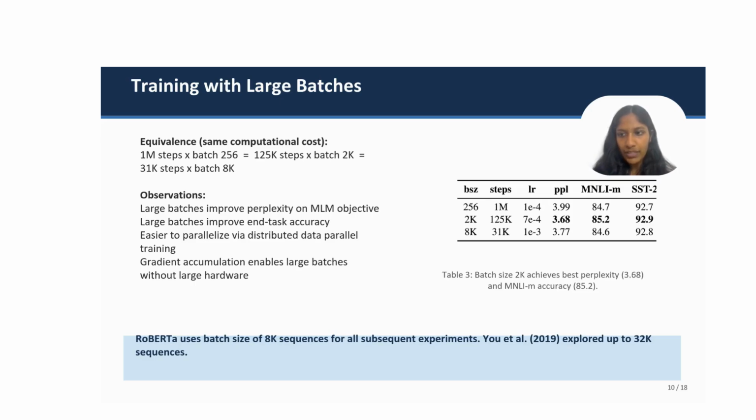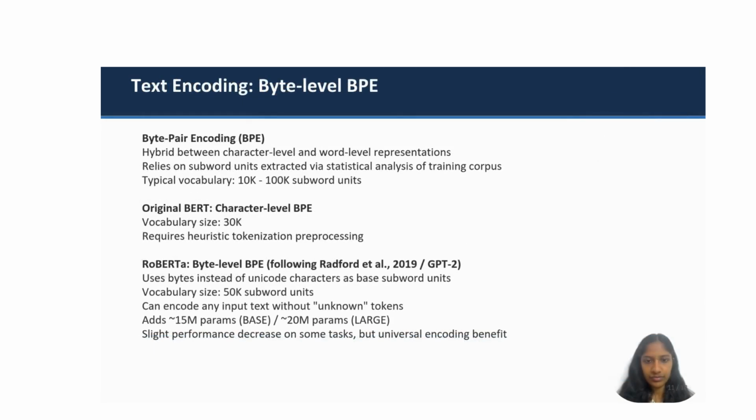To handle the immense memory requirements of 8K batches, the authors employed gradient accumulation, a technique where gradients are calculated over several smaller mini-batches and summed up before the model's weights are actually updated. This effectively simulates a large batch without needing a supercomputer's worth of VRAM, leading to a much more efficient and scalable training process.